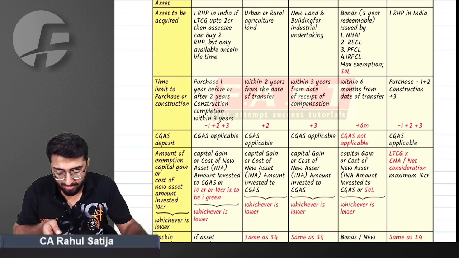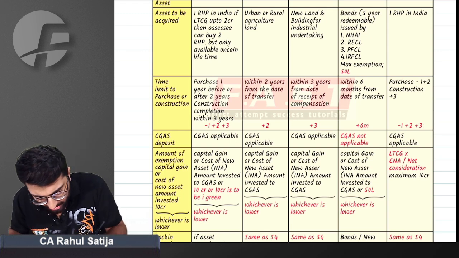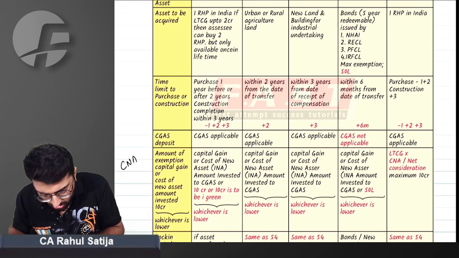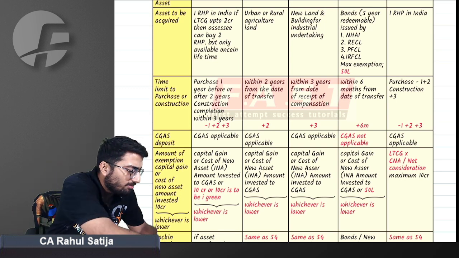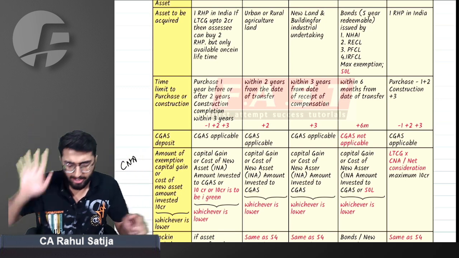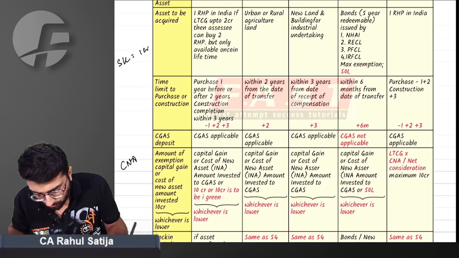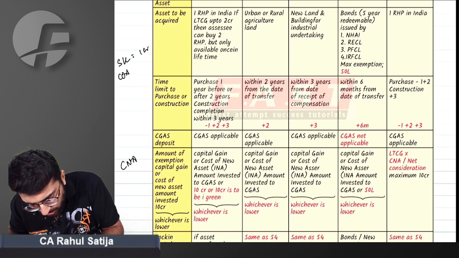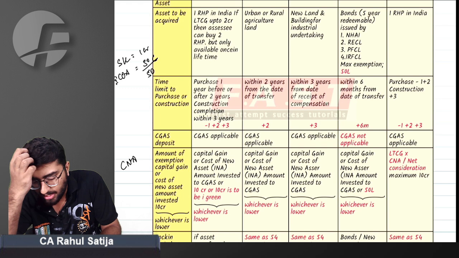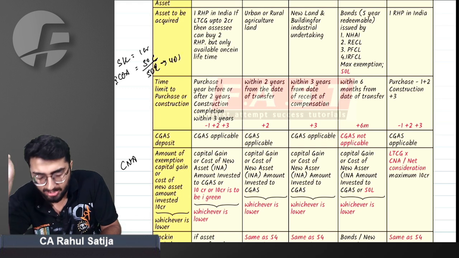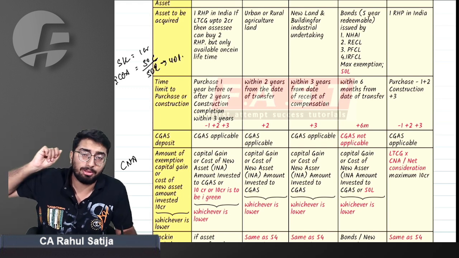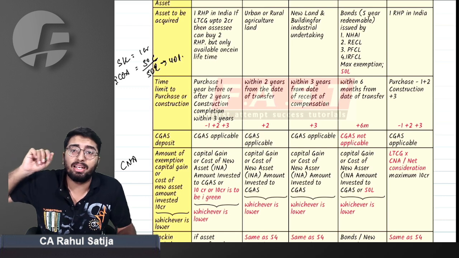Sir, how much exemption is available? The government simply says the cost of the new asset. Whatever the amount of the cost of the new asset is will be available. For example, sales consideration is 1 crore. Cost of acquisition, indexed cost of acquisition, was supposed to be 50 lakh rupees. Capital gain is 50 lakh rupees. I deposited nearly 40 lakh rupees in the CGS account. What will be the capital gain exemption?